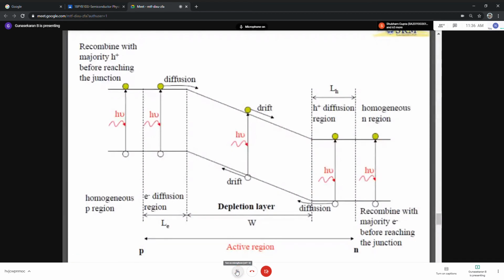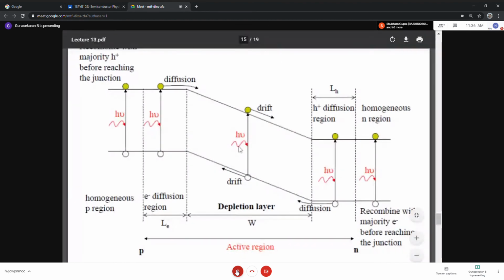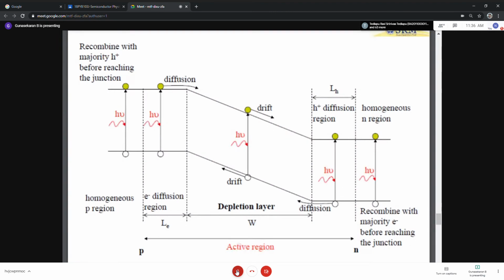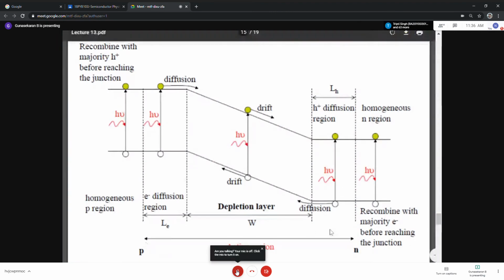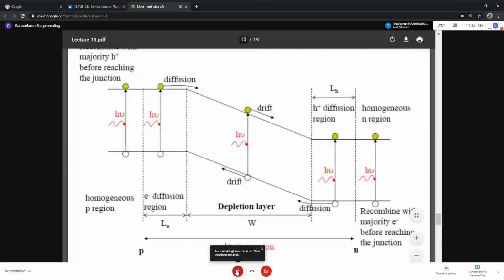So this photocurrent is due to the combination of both diffusion and drift. See here, that is a diffusion process, the electron diffusion region. Similarly here in the N side and the P side, that is also a diffusion region. So this is the PN junction, and the region up to this is the PN junction region.